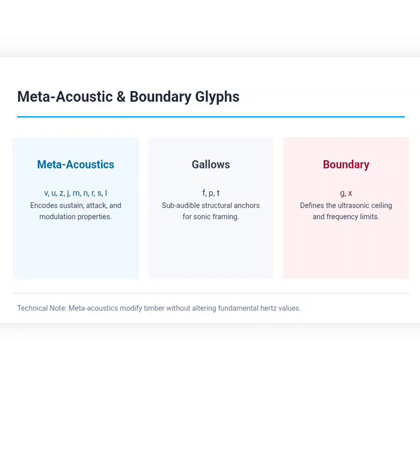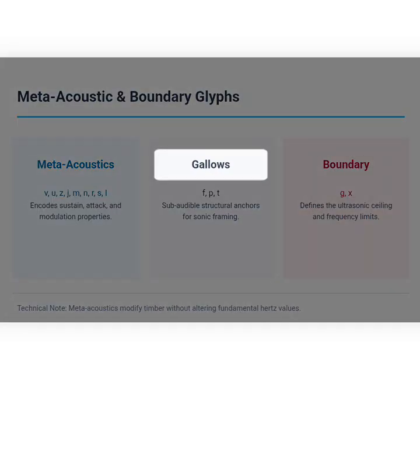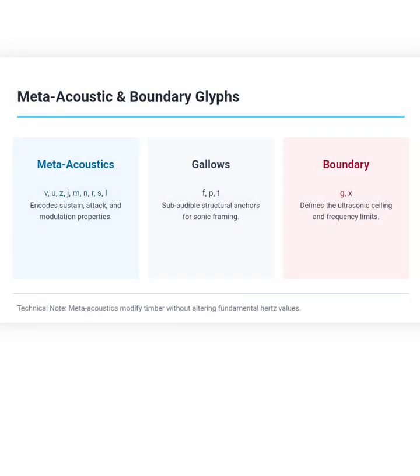In our cymatic simulations, these glyphs determine how the vibrations bloom and fade, giving the sound its unique timbral signature without shifting the fundamental frequency. Next, we have a very specific set called the gallows, comprising F, P, and T. These function as subaudible structural anchors for sonic framing. They don't produce a tone we can hear in the traditional sense. Instead, they provide the necessary tension to hold the audible frequencies in a stable formation.